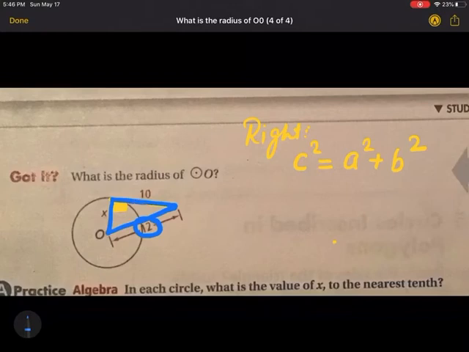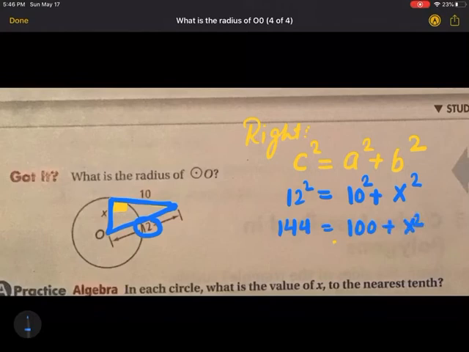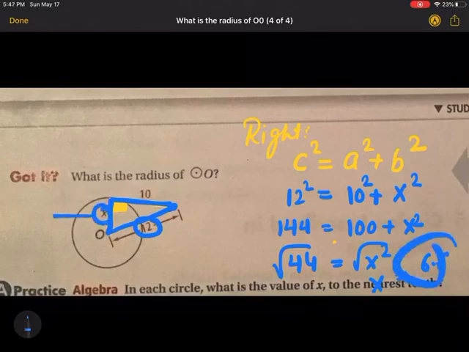One of the legs is 10, so I would say 10 squared. The other leg, which is x, I would say x squared. The hypotenuse is 12, so 12 squared. Let's solve for that. 12 squared is 144, equals 100 plus x squared. Subtract 100 from both sides, x squared is 44. Take the square root of 44, it's going to be 6.6. So the radius, which is this length, is going to be 6.6. There you go. So that was the second example.